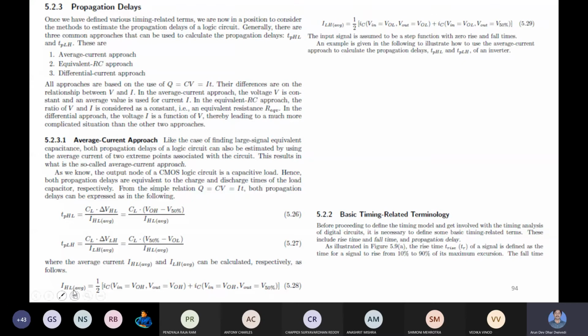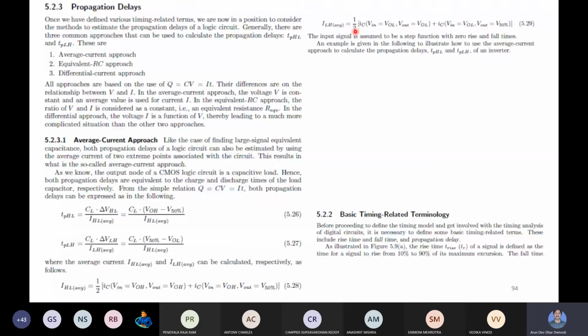This is the average. Then TPHL is CL delta VHL by I average, and TPLH is CL delta VLH by I LH average. Here I HL average is different. Delta VHL is basically VOH minus V50%, and delta VLH is V50% minus VOL. So this is the situation, with I average HL and I average LH.